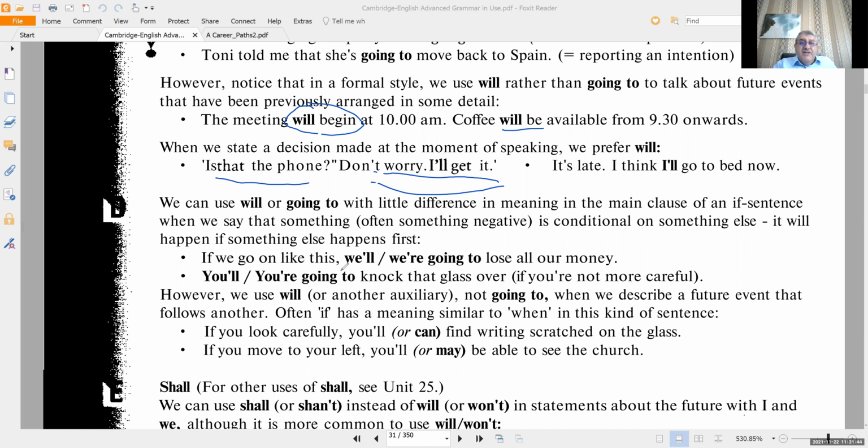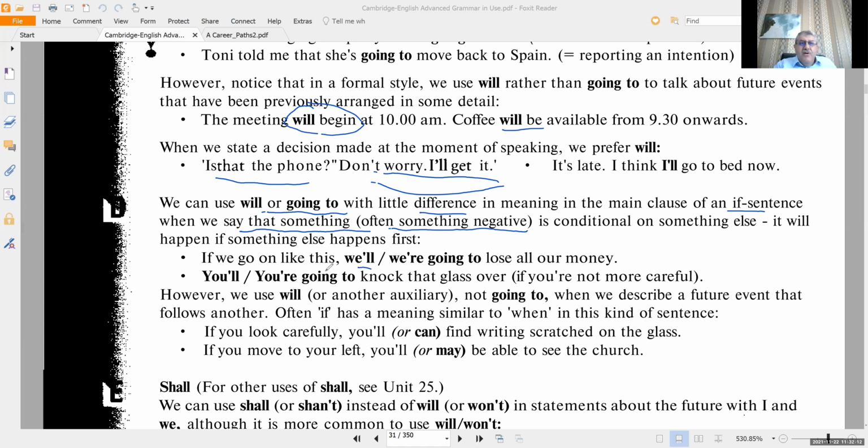If we go on like this, we're going to lose. So here we can use will with little difference in meaning in the main clause. If sentence: when they say that something, often something negative, is conditional on something else. That means we make one thing depend on another in an if conditional; in cases of if we use these forms.